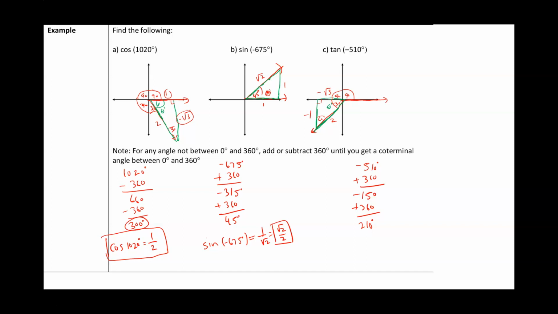Okay, so now we need to go through and find the tangent of this. So if I want to find the tangent of negative 510 degrees, that's the same thing as tangent of this theta prime. Tangent is opposite over adjacent. So this is going to be negative 1 divided by negative radical 3. Now, first off, a negative over negative is positive. And if I rationalize this by multiplying both numerator and denominator by radical 3, this is going to give me radical 3 over 3 as my final answer.